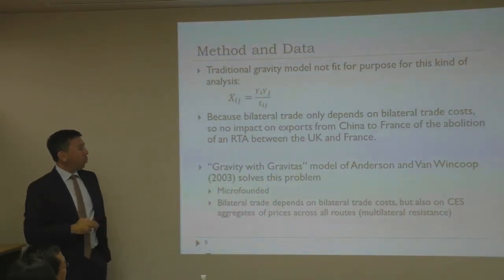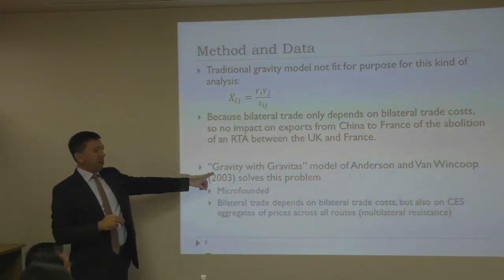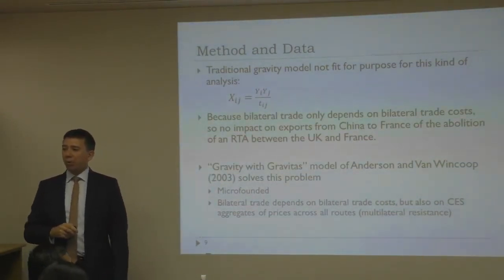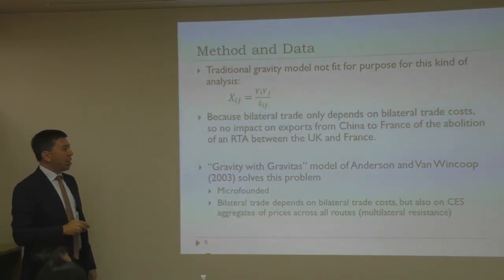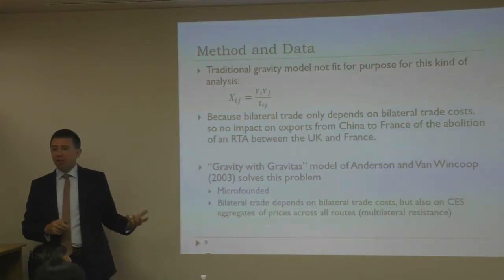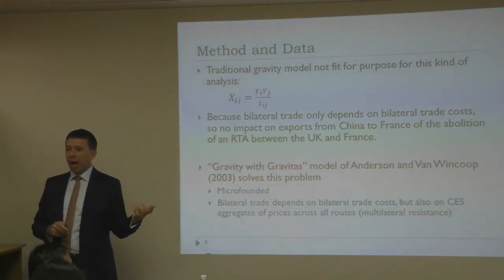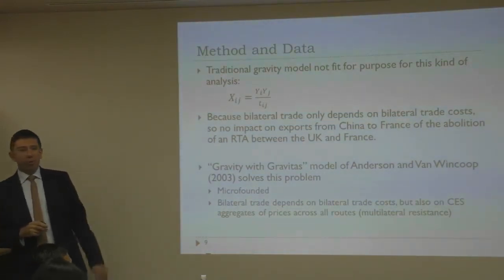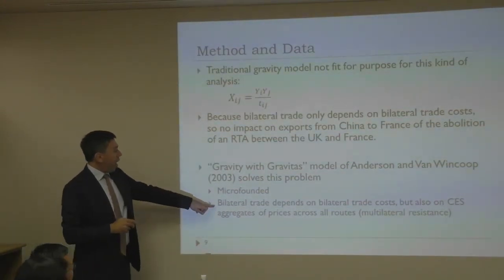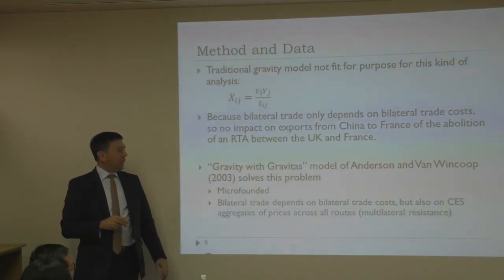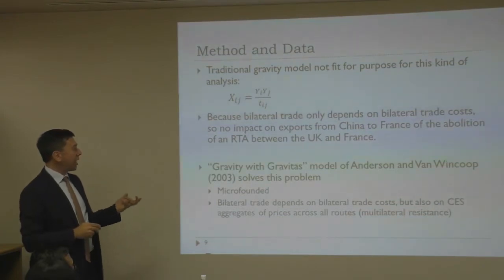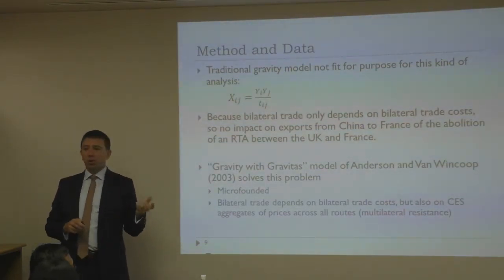So we need to do a bit better, and to do that we only have to go back 10, 15 years in the literature to get the gravity with gravitas model that I'm sure people are very familiar with. It's a micro-founded model, starting off with an understanding of rationalising behaviour and building the model up from a representative consumer and a representative producer. Basically what you find is that bilateral trade depends definitely on bilateral trade costs, but also on a CES aggregate of prices across all routes.